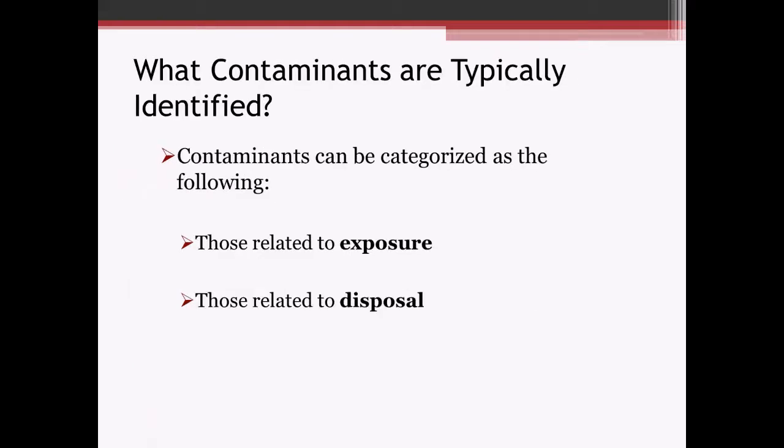So when we're talking about contaminants that you're going to identify during a hazardous material survey, there's pretty much two general categories we're looking at: those related to exposure and those related to disposal. So what items are going to affect either workers or occupants if they're disturbed? That would be an exposure potential.